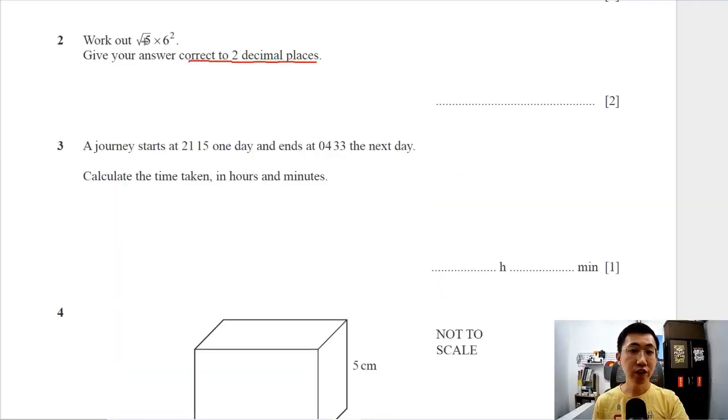Question 2, work out square root 5 times 6 square. Give your answer correct to 2 decimal places. So teacher can already observe that it's actually a 2 marks question, and also highlighted the keyword that we need to do, alright? So let's start with the working.